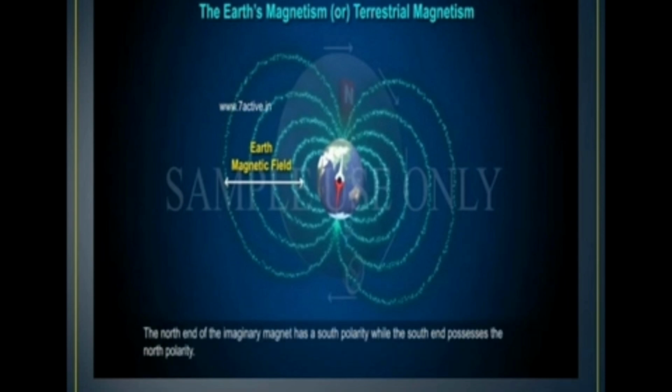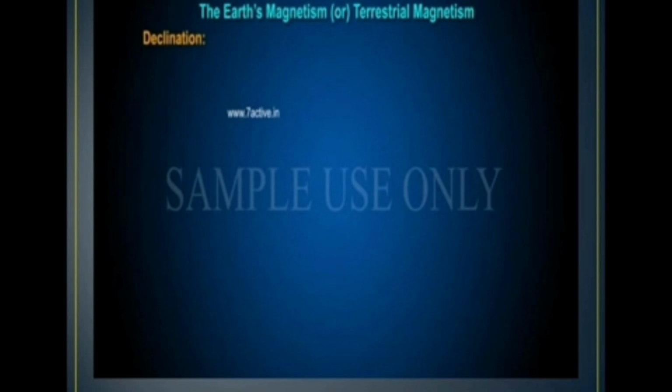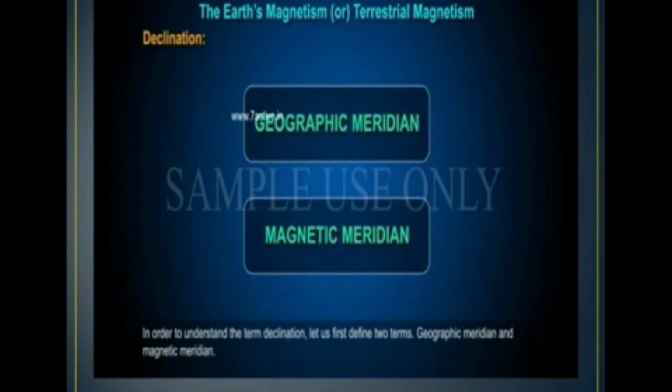The north end of the imaginary magnet has south polarity, while the south end possesses the north polarity. That's why the magnetic compass is shown in the opposite direction. It is attracted to the opposite poles. So, declination. It has a geographic meridian and a magnetic meridian.